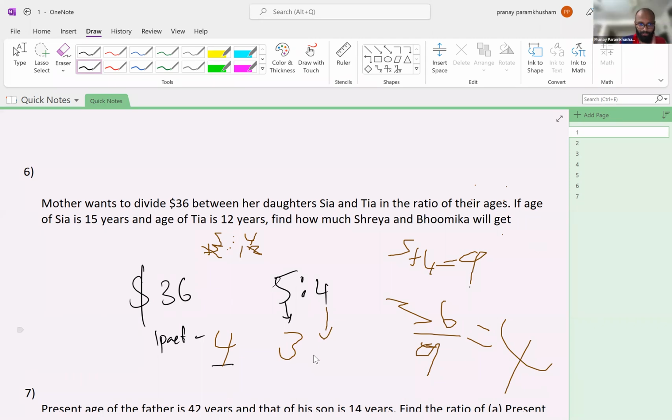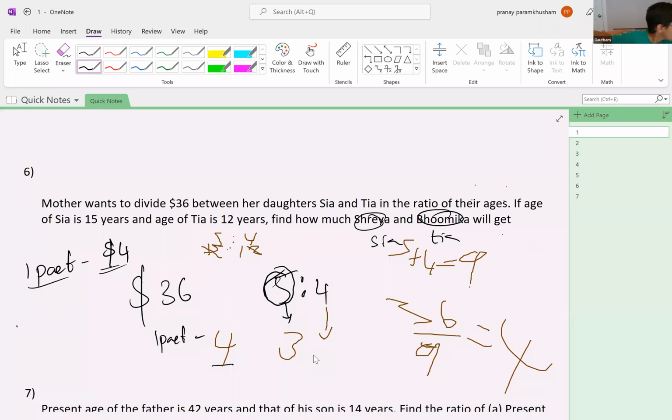Gautam, see, you got 4 here, right? The meaning of the 4 is one part of it is $4. Like one part share you get $4. But Shreya is getting, Shreya or Sia? Sia. Oh, they have given wrong names. So Sia is getting 5 parts. If for one part she'd get $4, for 5 parts, how many dollars is she going to get?